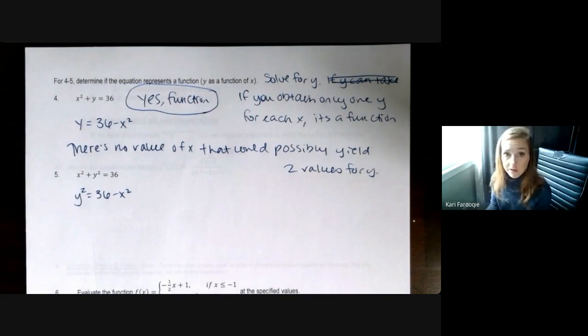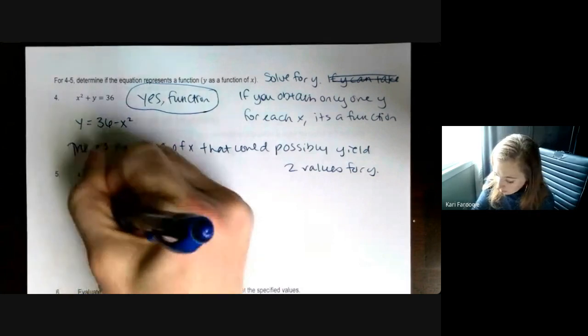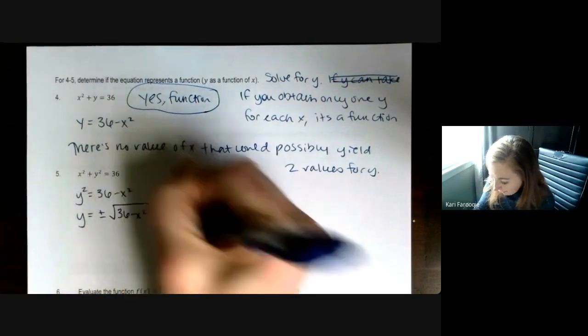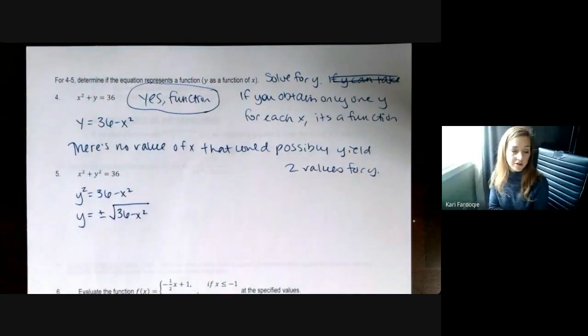The reason is, if I wanted to solve for y, remember, if you're trying to isolate a variable that's squared, you need to take the square root of both sides. But what students often forget to do is that when you take the square root of both sides, you have to apply that plus or minus sign. So I would say that y equals plus or minus the square root of 36 minus x squared.